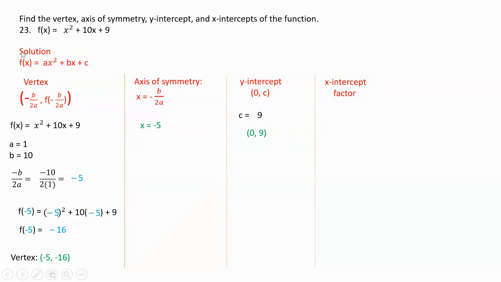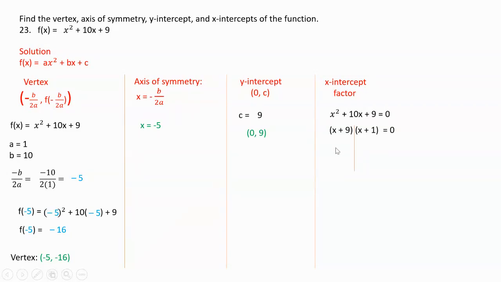Okay, now for the x-intercept, we let y equal 0, and we have to factor. To factor, the signs here, guys, are going to be the same. This is how you factor, but I believe I'll be doing another presentation on factoring perhaps next week. So x squared plus 10x plus 9 is equivalent in factored form to (x plus 9)(x plus 1).